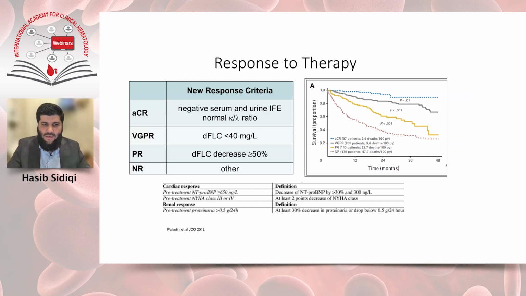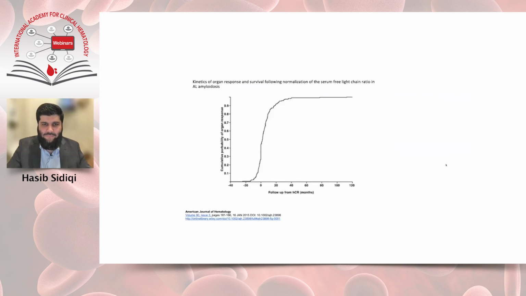We now have a stringent complete response criteria with a very deep improvement in the difference in the free light chain ratio. MRD testing is becoming more relevant in patients with AL amyloidosis, and of course, all future clinical trials are utilizing MRD as a primary or secondary endpoint. We are realizing that there is increasing prognostic importance of MRD negativity in this disease.